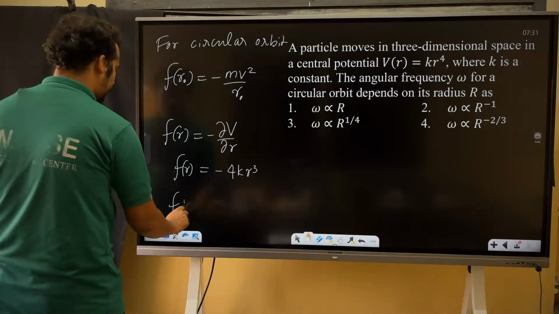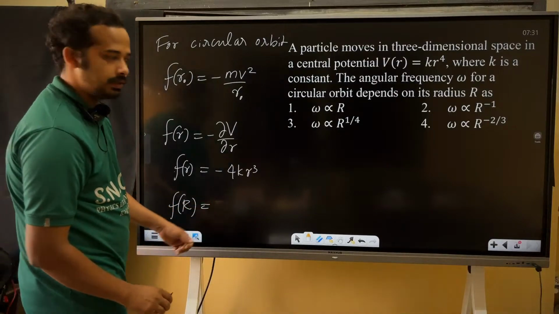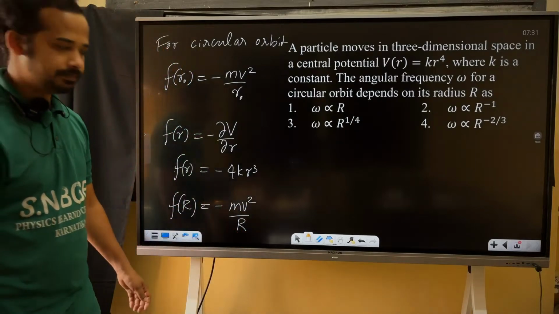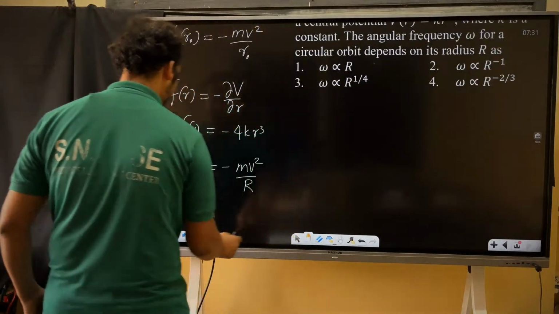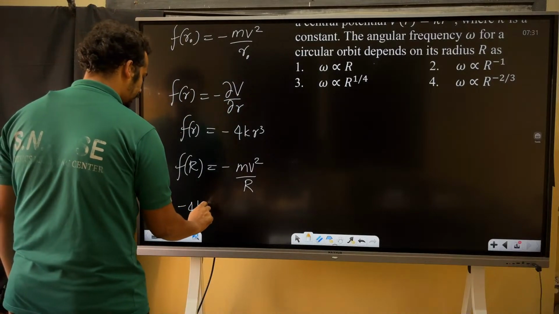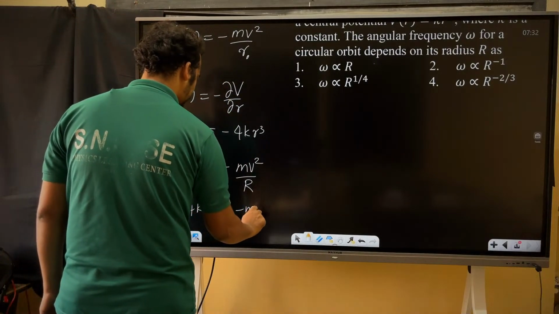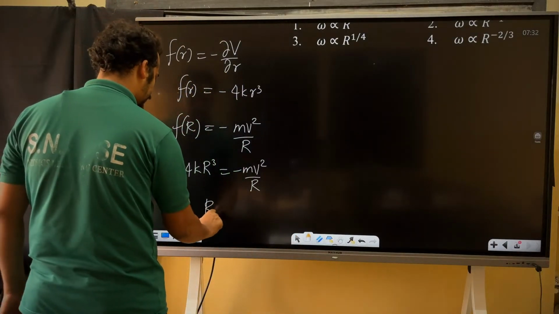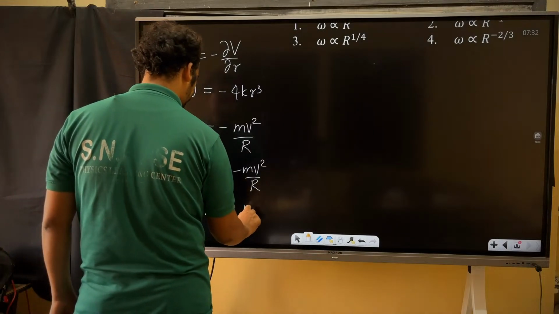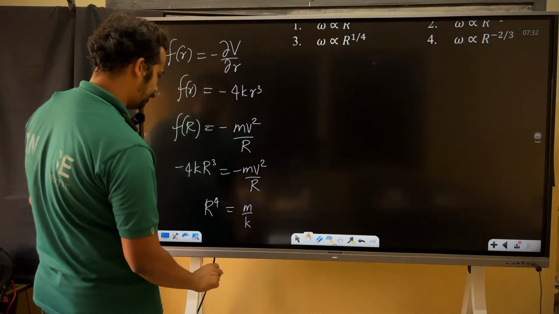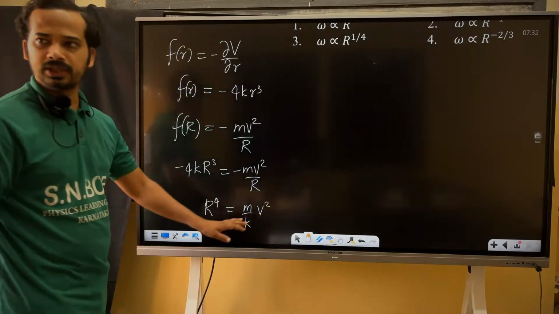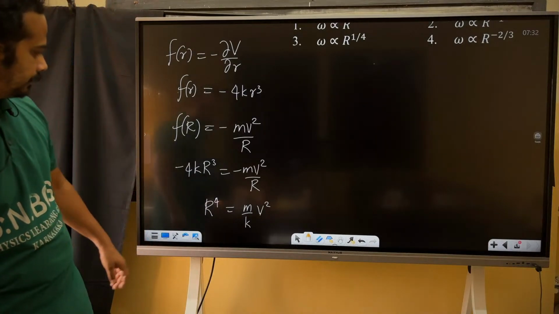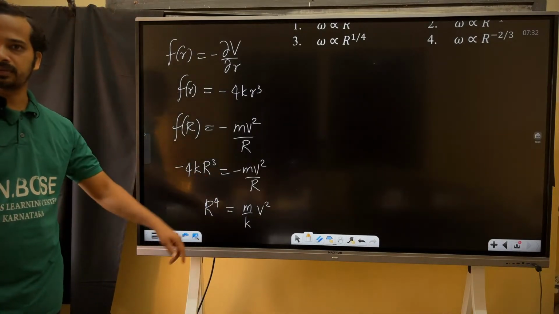So f of capital R, the radius of the circle, is equal to minus m v square by capital R. Can I write it like this? Minus 4k r cube is equal to minus m v square by r. That means r to the 4 is equal to m by k into v square. We got the relation between r and v. Fine. The negative sign got cancelled.